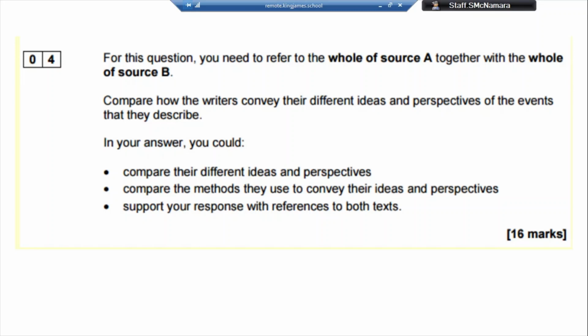So you've got compare the different ideas and perspectives. So that's your key ideas point. And then the methods is the second bullet point. In other words, language techniques, quoting examples. And obviously if you don't quote examples, it's very difficult for you to show an understanding of the methods that writers use.